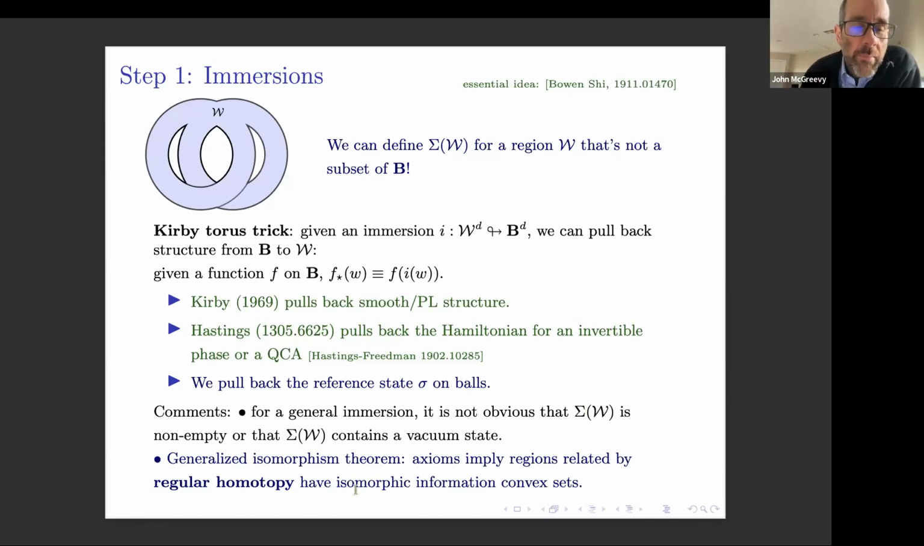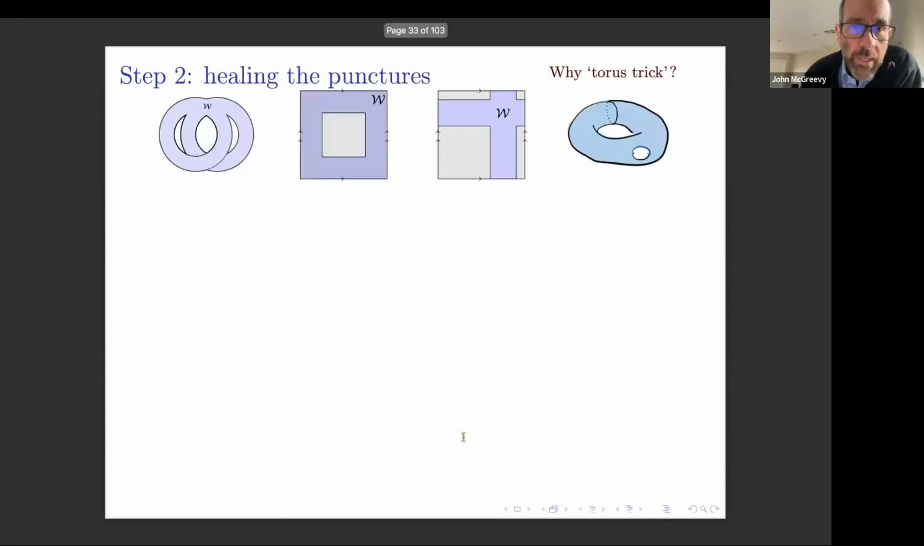or contains a vacuum state. But one thing that's true is that this generalized isomorphism theorem holds: if two regions are related by regular homotopy, meaning homotopy through immersions, they have isomorphic information convex sets. That's what I was saying about the information convex set of a knot being the same as the information convex set of the unknot. Okay, the second step, and why it's called the torus trick, is that this region that I drew, you might recognize as a punctured torus. If I take a square with opposite sides identified and cut out a hole, and I can move the identification to make it look like this, you see it's like a disk with two handles attached, which is a punctured torus.